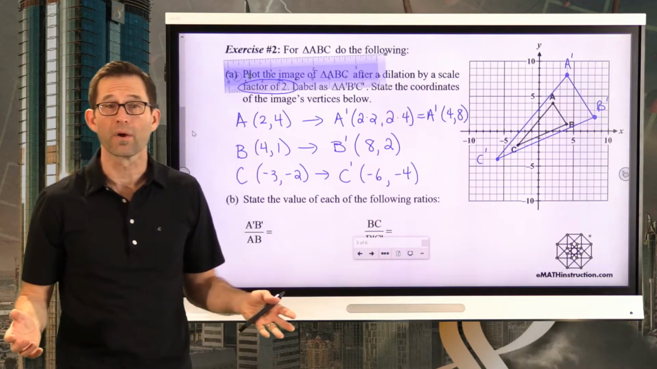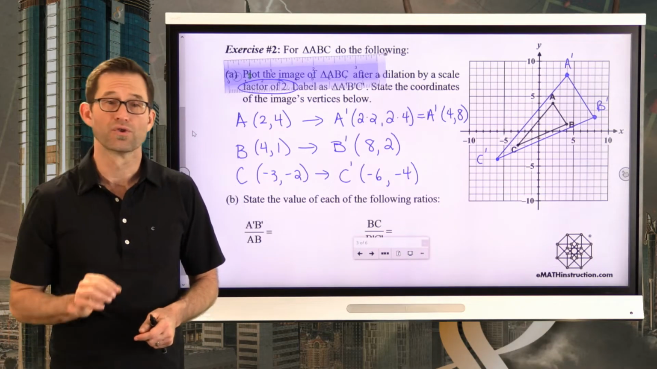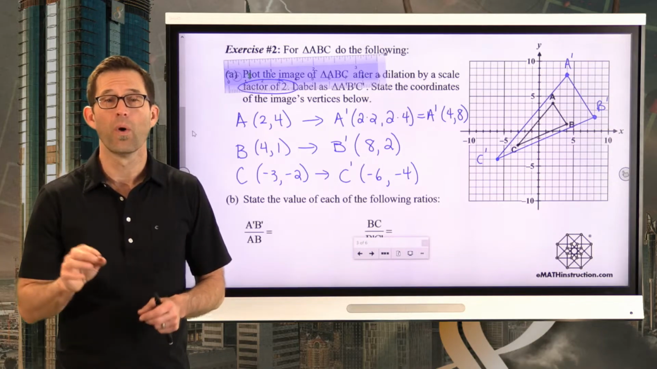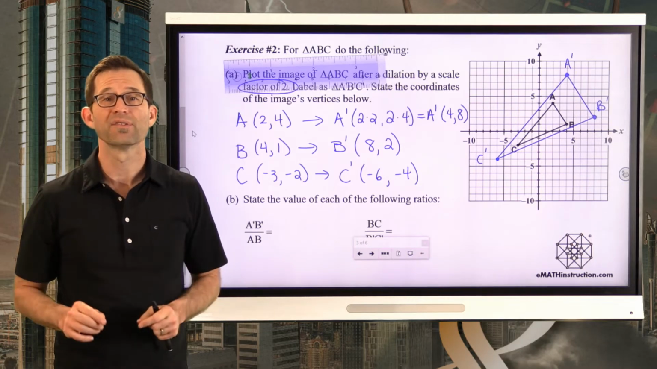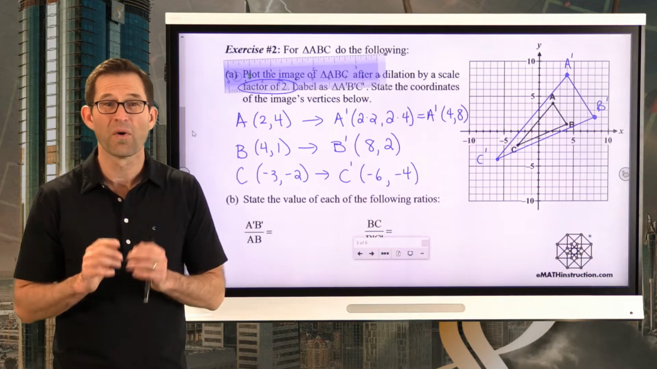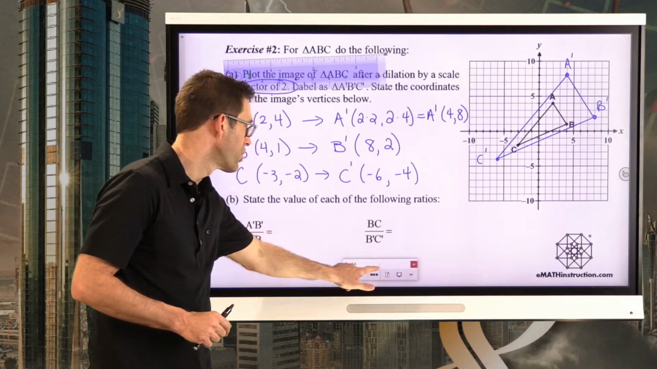And of course, it's gotten bigger. And the reason it's gotten bigger is because our scale factor, remember, is larger than 1. Never forget that. When we have a scaling factor that's bigger than 1, then all distances will get larger by that factor. And when we have a scale factor that's less than 1, all distances will get smaller by that factor.